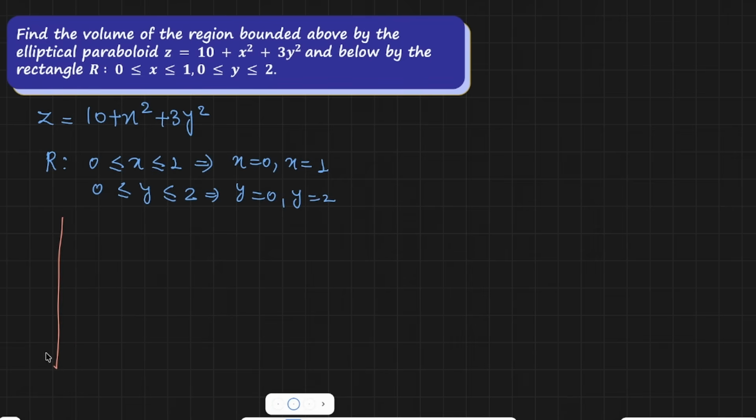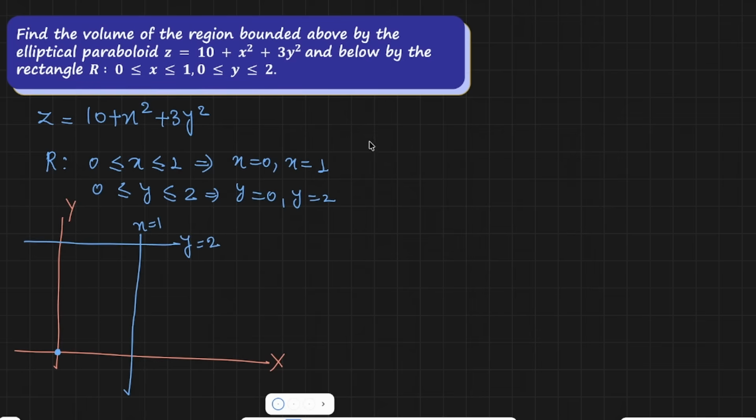How can I get it? See, this is my y axis, this is the x axis. Now draw the graph. This is x equals 0, this is y equals 0, this is x equals 1, and this is y equals 2. Now what is the integral? First of all, the integral will be over the region R of z, because I told you it is called volume. Volume means z dA. So this is z, over your region R.